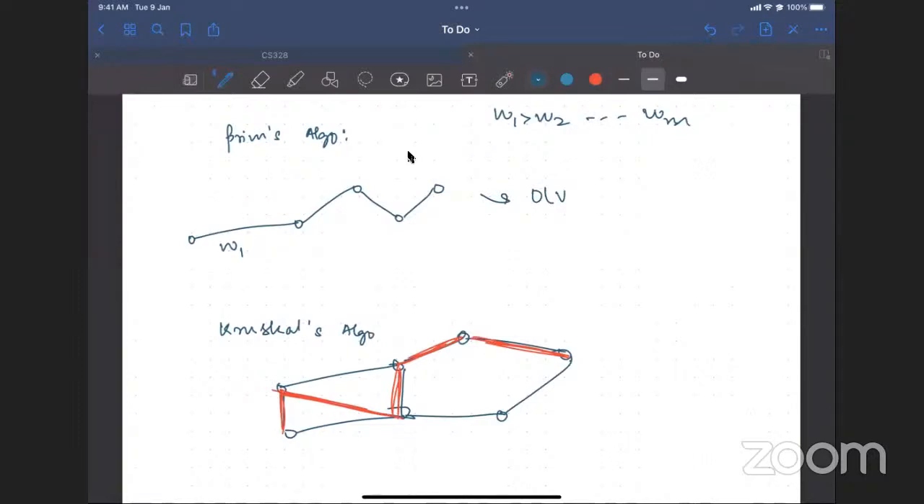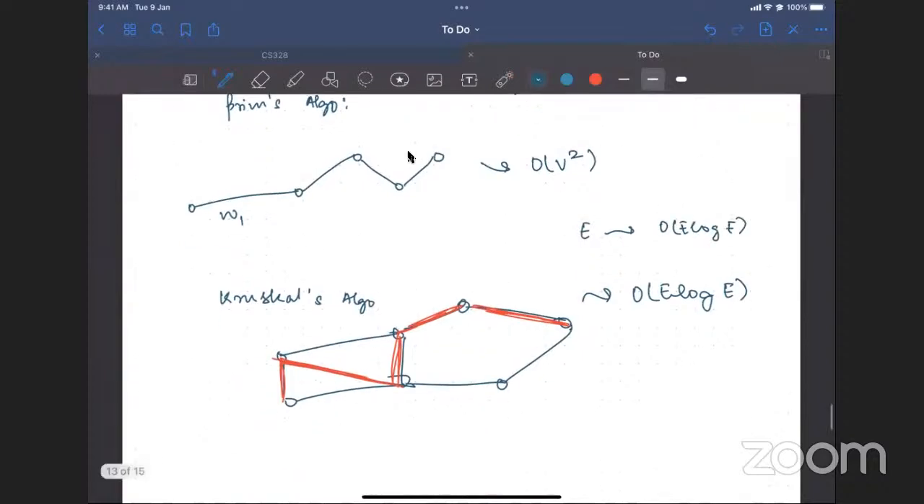I think, V square, and this has a time complexity of order of E log E, because you have to first take the weights of all the edges and then sort them, and there are E edges, so sorting them using merge sort, quick sort, or any optimized sorting algorithm will take n log n, that is E log E. And I think one of you mentioned that it will be a complete graph, right?